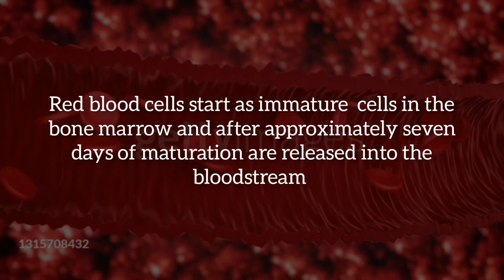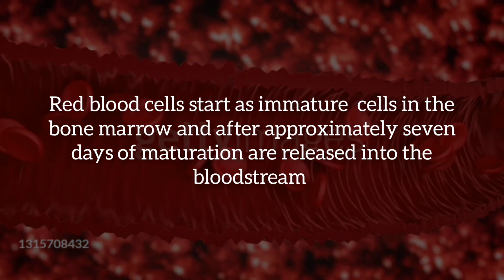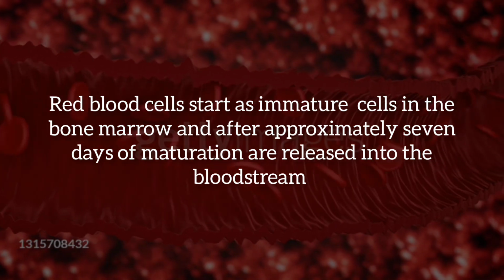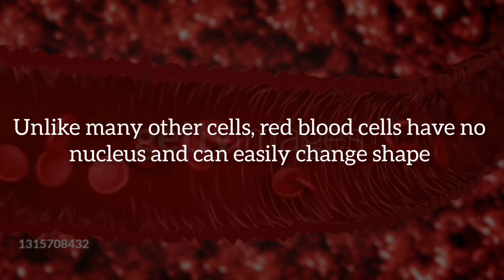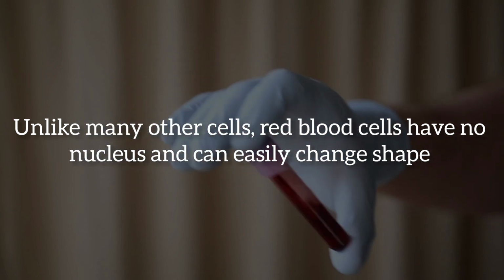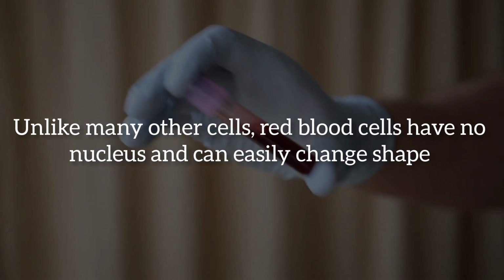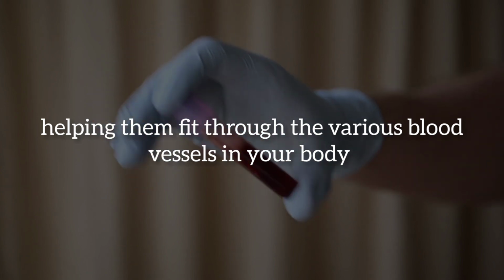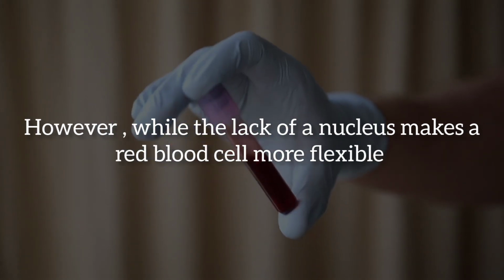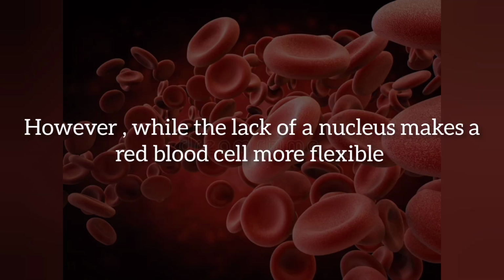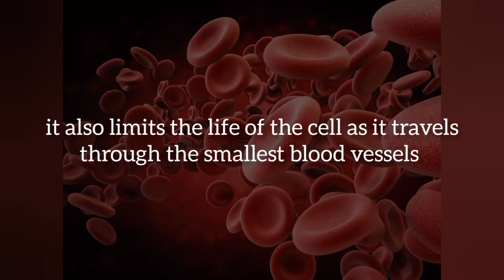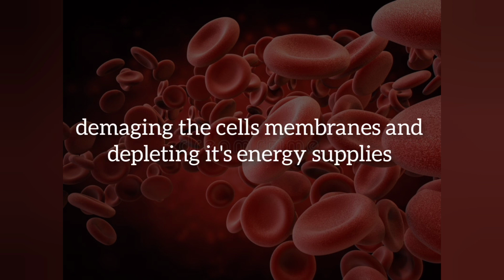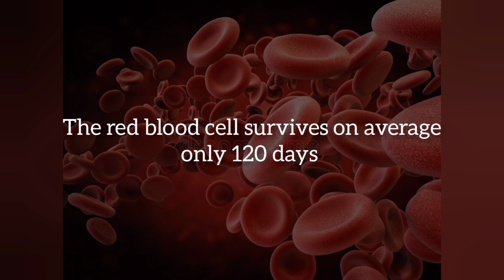Red blood cells start as immature cells in the bone marrow and after approximately 7 days of maturation are released into the bloodstream. Unlike many other cells, red blood cells have no nucleus and can easily change shape, helping them fit through the various blood vessels in your body. However, while the lack of a nucleus makes a red blood cell more flexible, it also limits the life of the cell as it travels through the smallest blood vessels, damaging the cell's membranes and depleting its energy supplies. The red blood cell survives on average only 120 days.